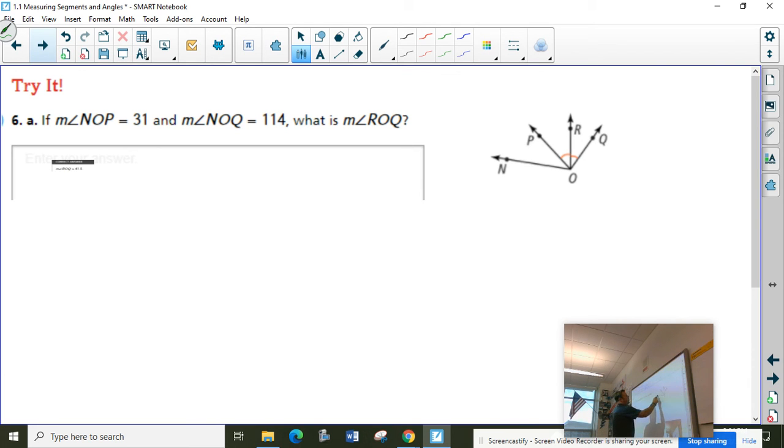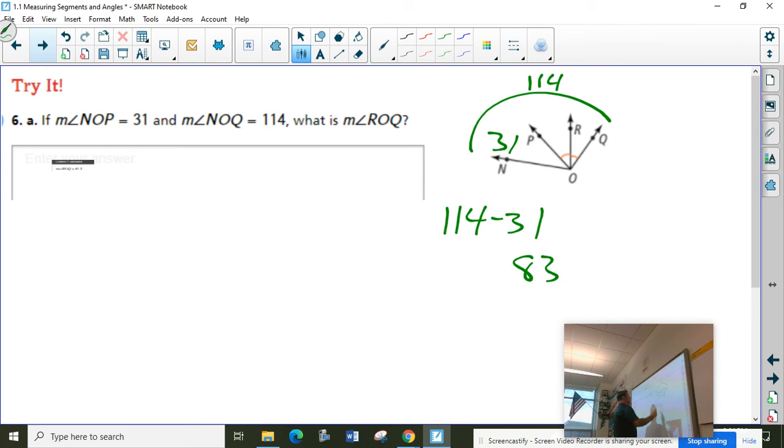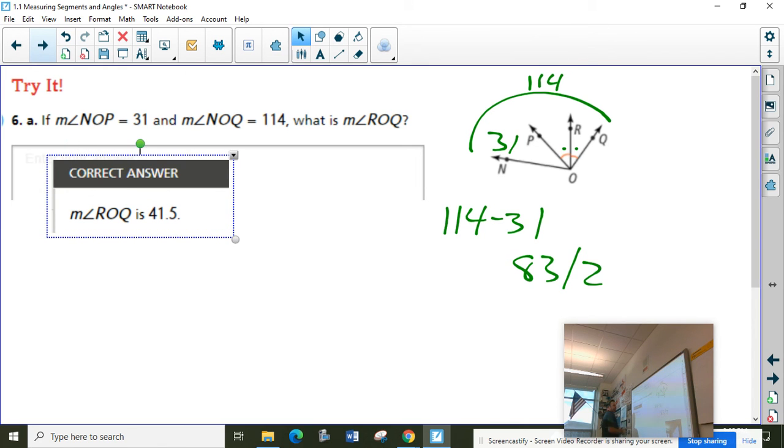NOP right here is 31 degrees. NOQ, the whole thing, is 114. So you have 114 minus 31. Just to double check that we got it right, 114 minus 31. Calculators are fantastic. You get 83. So that means these 2 angles together add up to 83. Well, there's 2 of them, so you would divide by 2, and you get 41.5 degrees.